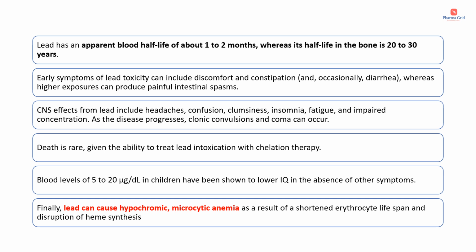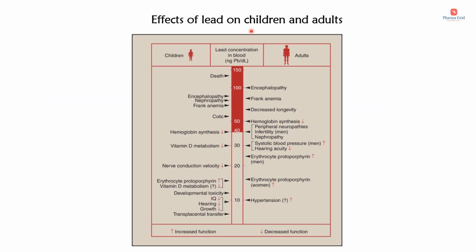Blood levels of 5 to 20 micrograms per deciliter in children have been shown to lower IQ in the absence of other symptoms. Finally, lead can cause hypochromic microcytic anemia as a result of a shortened erythrocyte lifespan and disruption of heme synthesis. So here in this slide, you can see the effect of lead on children and adults. Here again, you can see the problems associated with lead in children and in adults. And here you can see the lead concentration in the blood, and based on the concentration, what effects lead can cause in both children as well as adults.